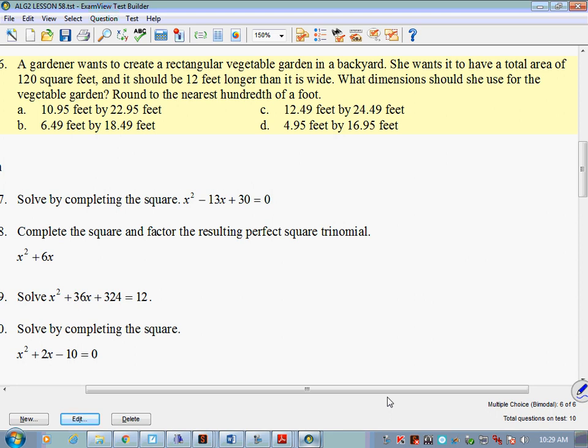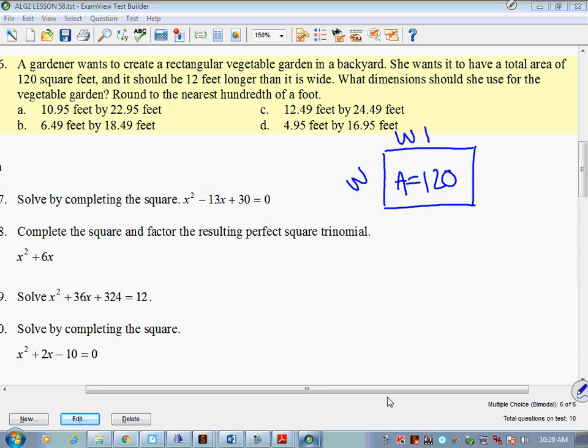Number 6. A gardener wants to create a rectangular vegetable garden in a backyard. All right, let's go ahead and make that. She wants a total area of 120 square feet. It should be 12 feet longer than it is wide. So we've got our width and our width plus 12. What dimensions should she use for the vegetable garden? Round your answer to the nearest foot.